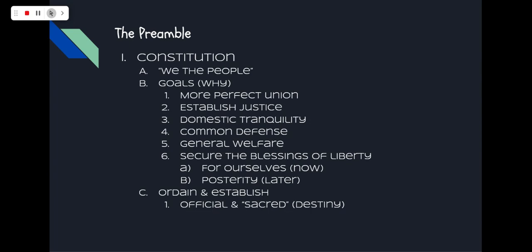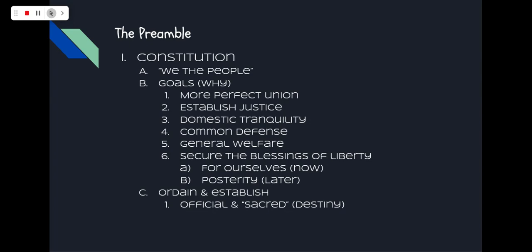So, put together something that's a better fit for this new country than the Articles of Confederation. Number 2, establish justice. Create a system of law that treats all citizens equally and holds all equally accountable and has equal outcomes.